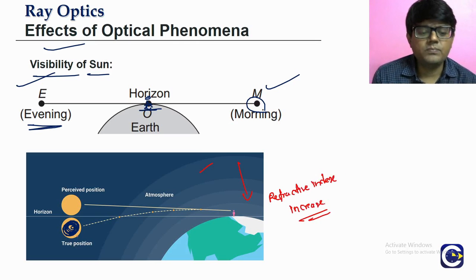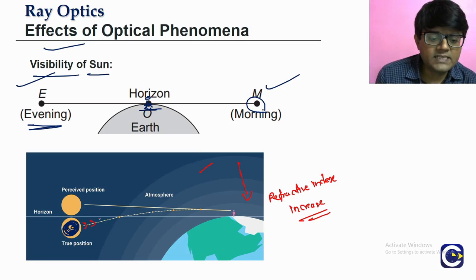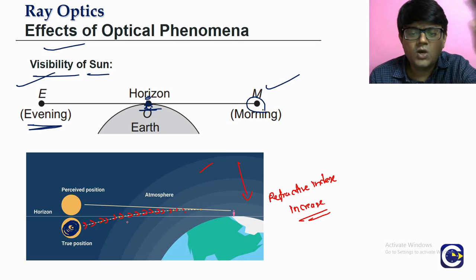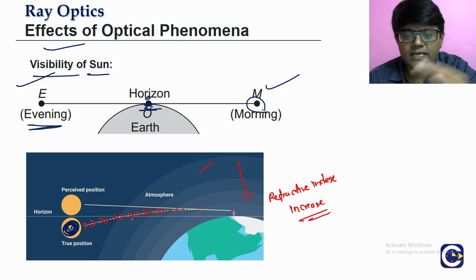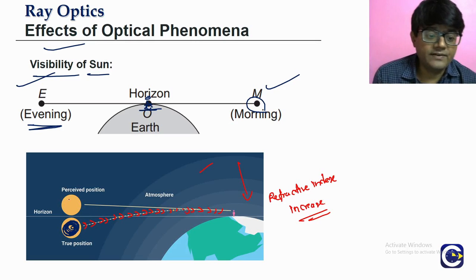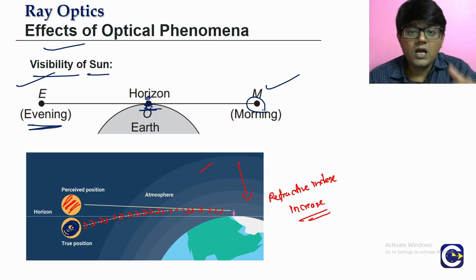Now when we see the true position of the sun, which is below the horizon point, the rays coming from it will keep getting refracted. And in refraction, the bending will always be towards the normal, because we are coming from lower refractive index layers to the higher refractive index layers. So we will be able to see the position of the sun even before the sun has reached the horizon point. So the perceived position will appear to be higher than its true position.